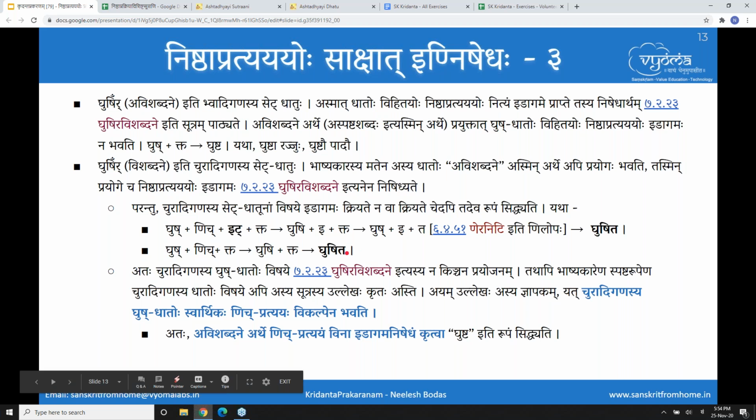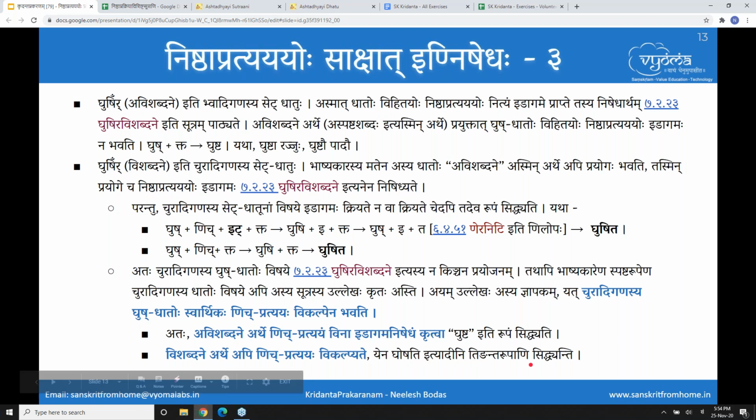Vishabdana and avishabdana, in both senses there is a nich vikalpa. We are not saying that in avishabdana the nich doesn't come and in vishabdana the nich comes. That's not what we are saying. All that we are saying is there are two different meanings, avishabdana and vishabdana, and two different choices, do a nich or don't do a nich. All four combinations are possible. That's the conclusion given in the bhashya over here. So avishabdane arthe nich vikalpyate, vishabdane api nich vikalpyate. So ghoshati ityadini tinanta rupani siddhyanti.